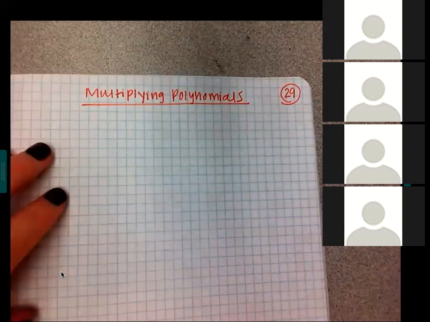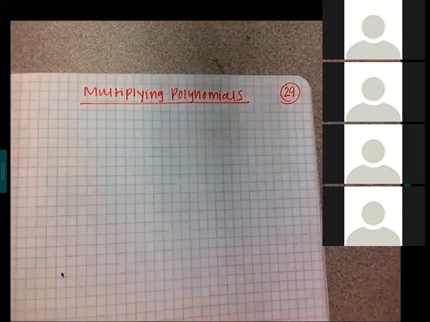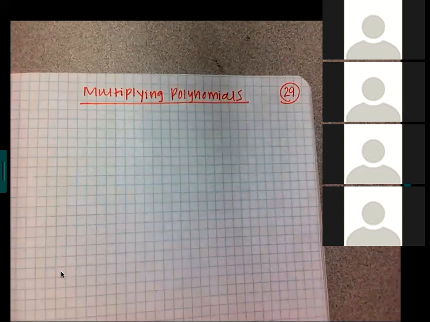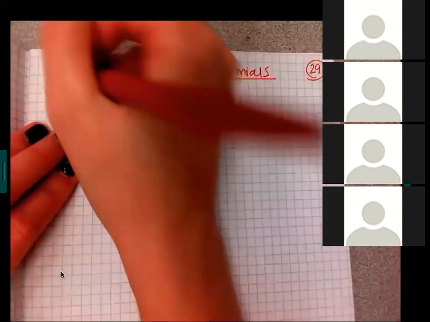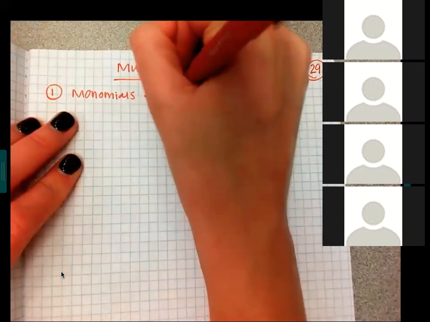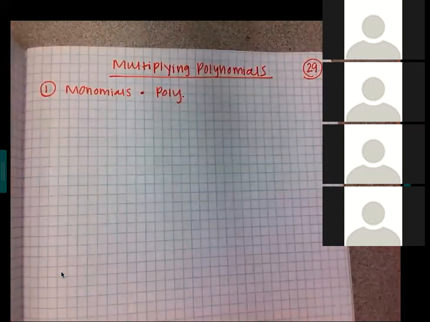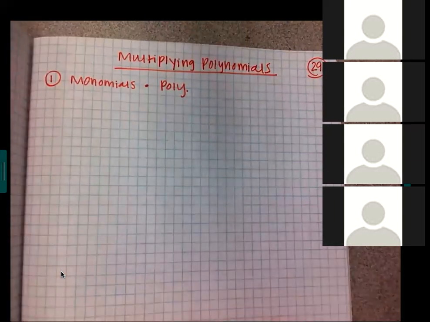So there's two different steps, two different sets of problems we're going to do today. Okay? The first thing we're going to do today, we're going to be multiplying monomials times, and then it can be any kind of polynomial. But the key thing here is that there's going to be a monomial.